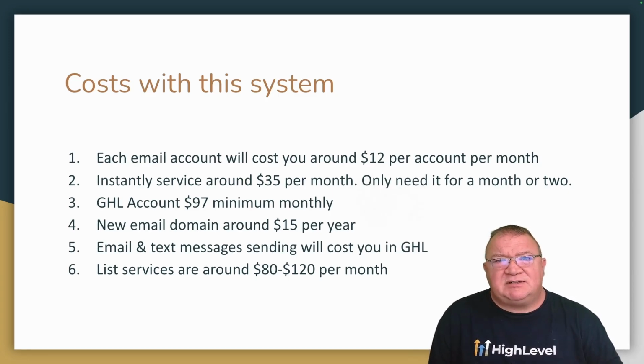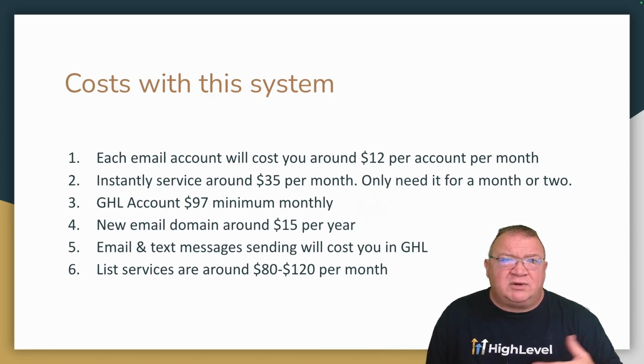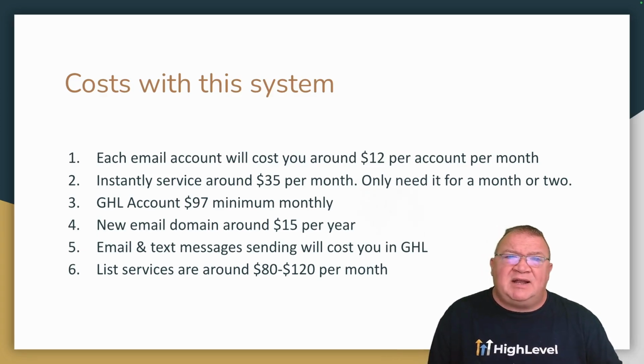Next is going to be list services, like D7 Lead Finder and Apollo.io, I believe. These are going to be somewhere between $80 and $120 per month. But the good news is that if you or your assistant or your VA downloads the lists from the providers, you can just use the service for a month or two, download all of the lists you need at one time, and then cancel the service. So anyway, this is all we need for this. And now let's hop into HighLevel and take a look.